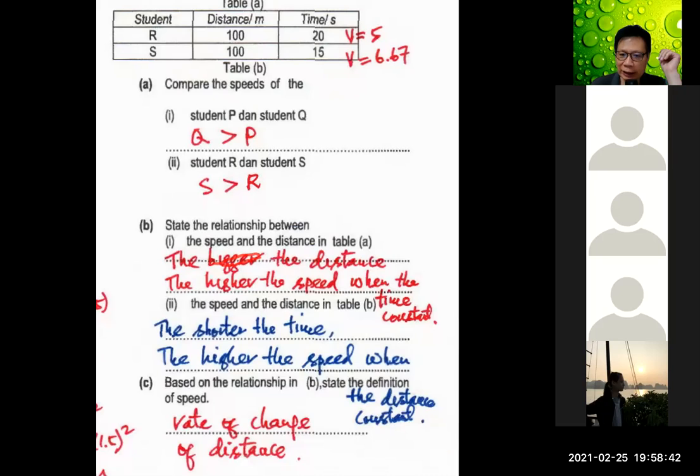What about velocity? What is the definition for velocity? Aaron, do you know or not? Speed, we say rate of change of distance. What about velocity? Hui Jin, do you know? Rate of change of displacement. Yes, very good. Velocity is rate of change of displacement. Okay, well done, Aaron.